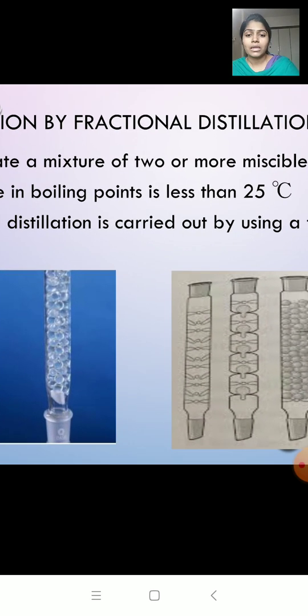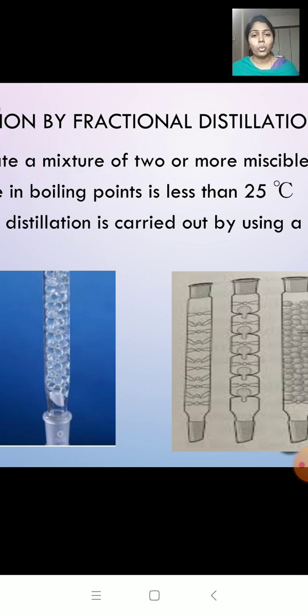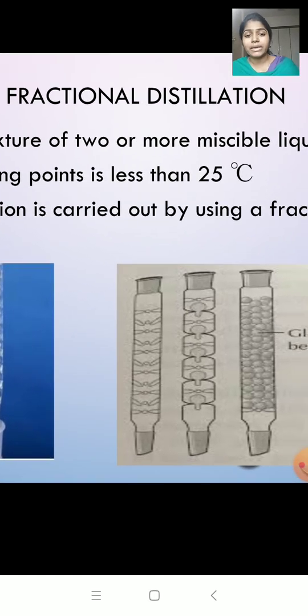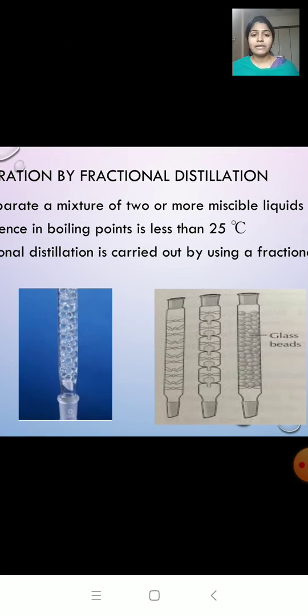Now the fractionating column is a long vertical glass tube. And this glass tube is either filled with glass beads, or it has glass plates, or it has glass in the form of bubbles. So the only difference between distillation and fractional distillation is the fractionating column. The column is filled with glass beads.